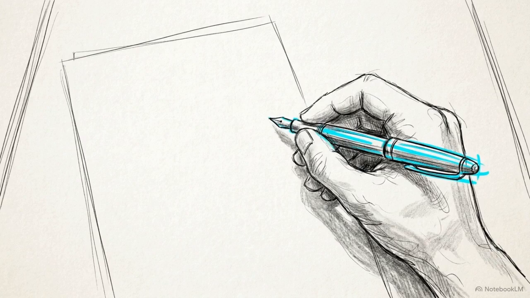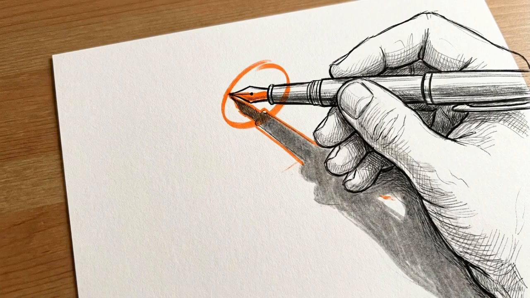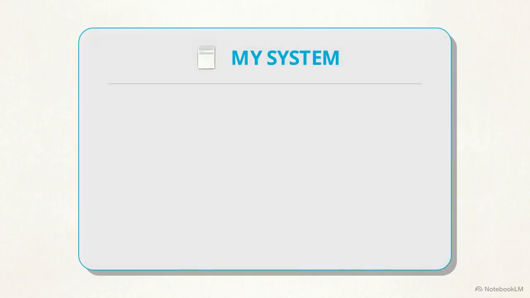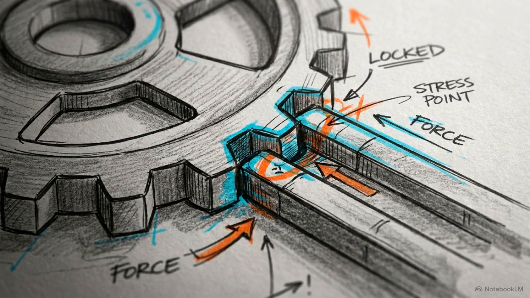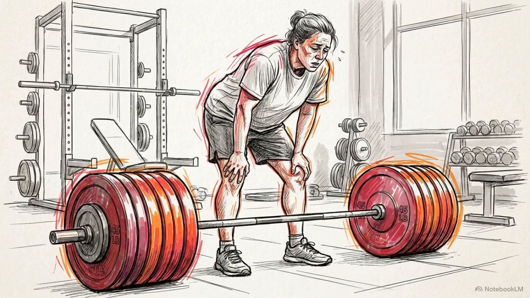To build your plan, grab a pen and a piece of paper right now. While you're getting those, decide on one specific habit you want to develop. By getting this process out of your head and onto paper, you are creating an external system. You are taking a fragile wish and turning it into a mechanical certainty. Step 1 is shrinking the habit.